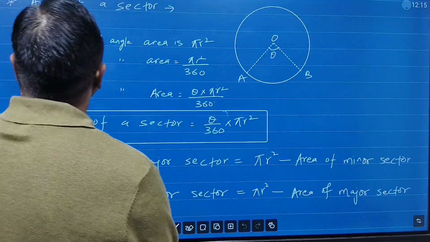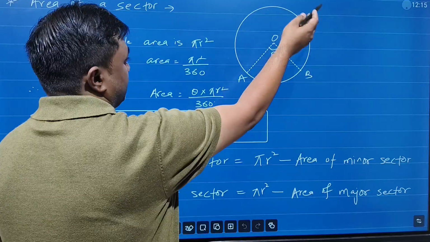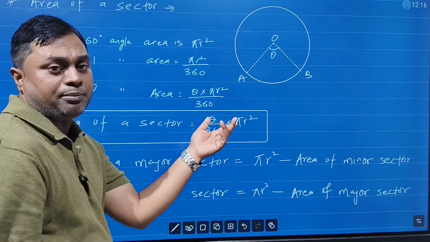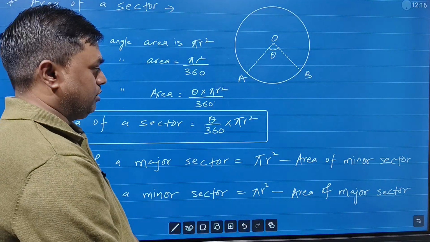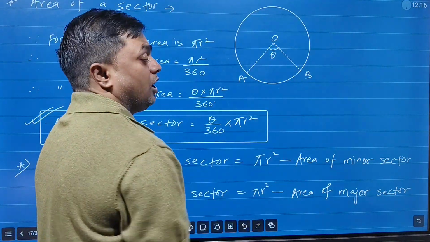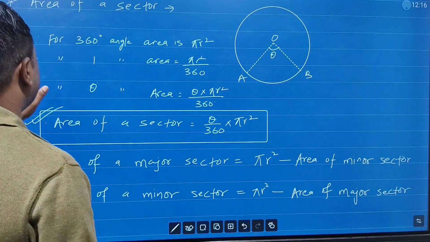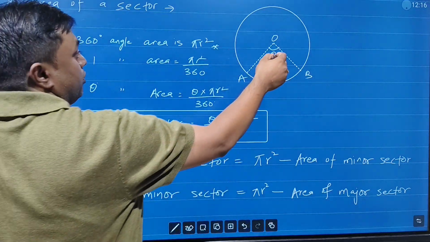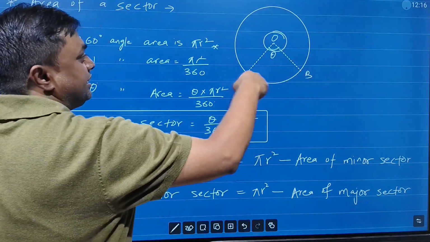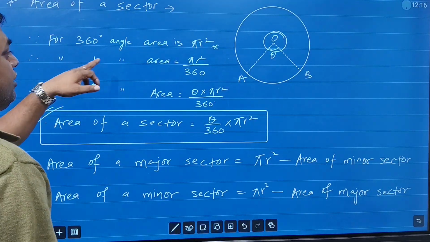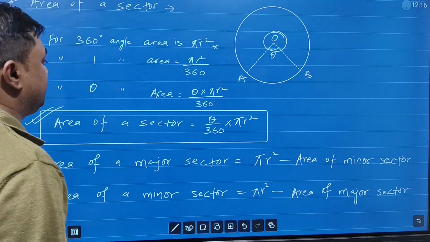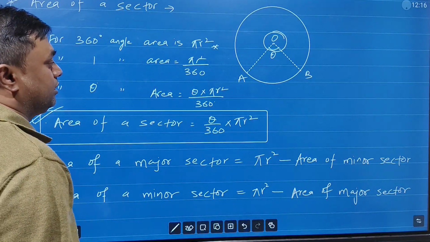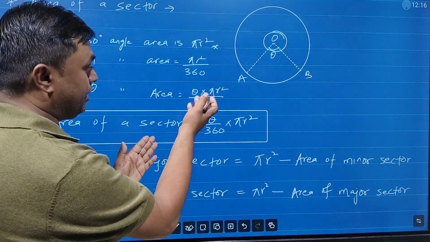Am I clear? So how do you find the area of a sector actually? If you want to find the area of a sector, the formula is theta by 360 into pi r square. What is theta? Theta is the angle of the sector. How do we get this formula? See, for 360 degrees, the area is pi r square. So for 1 degree, the area is pi r square by 360. So if the angle is theta degrees, the area is theta into pi r square by 360. So we are deriving this formula from here only.